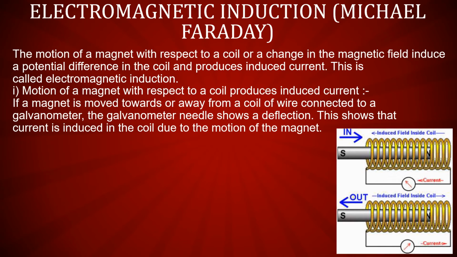You can see here that when the north pole is inserted inside the coil, the galvanometer shows a deflection towards the left. However, if this same magnet is taken outside, then the galvanometer shows the deflection in the opposite direction, showing the direction of the current has now reversed.